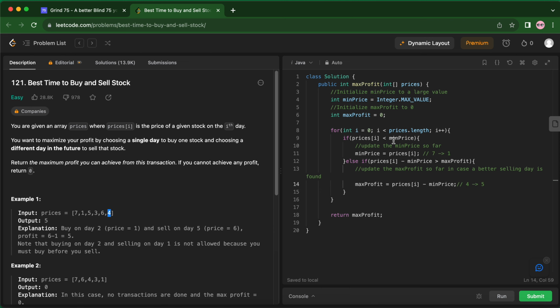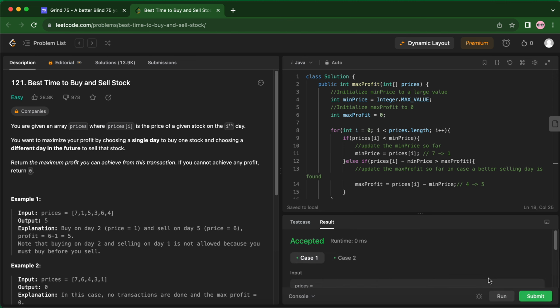Prices of I is less than min price? No. If prices of I, that is 4 minus min price 1, 4 minus 1 is 3, is it greater than 5? No, so it does not enter this loop. The array completes and will return the max profit. Let's quickly run this. Okay, let's submit and check.